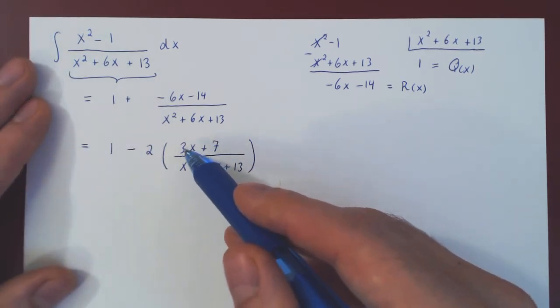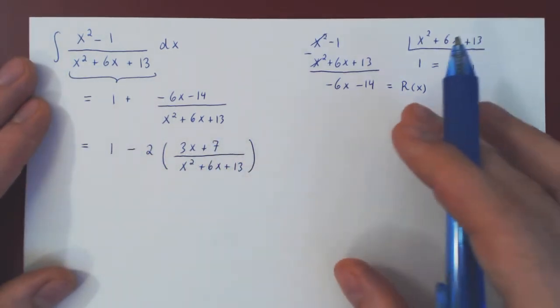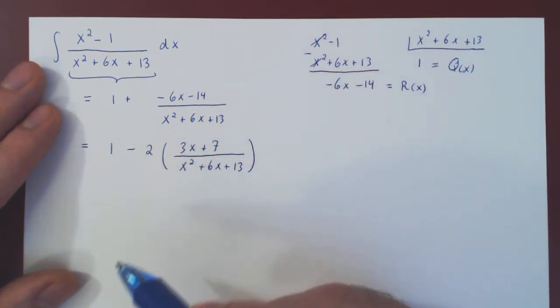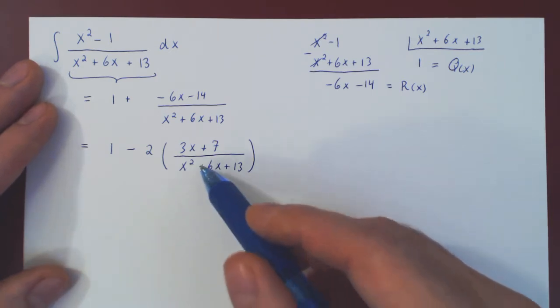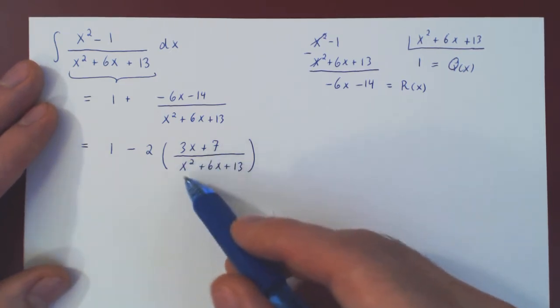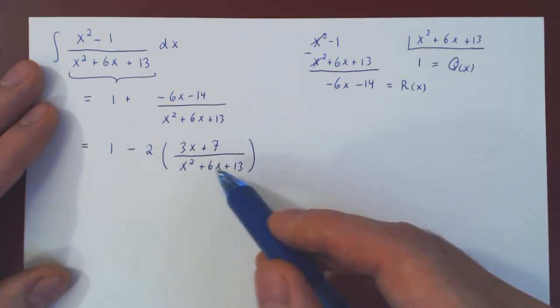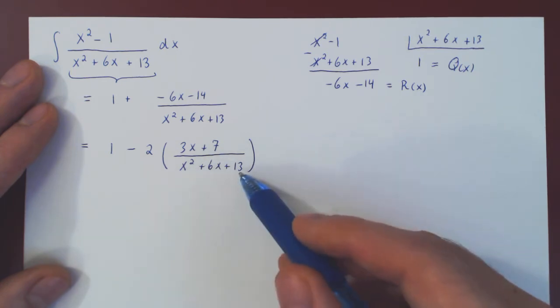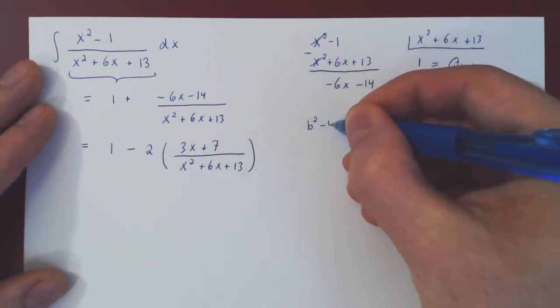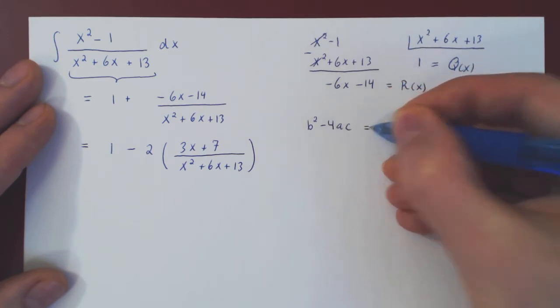Well, we have now a single rational function. The question is, can we decompose this rational function into a sum of partial fractions? Well, only if we can factor our denominator. And it may not be clear whether or not you can factor this by inspection. If you're not sure, don't waste your time. As always, find your discriminant. Let's see what comes out of this.